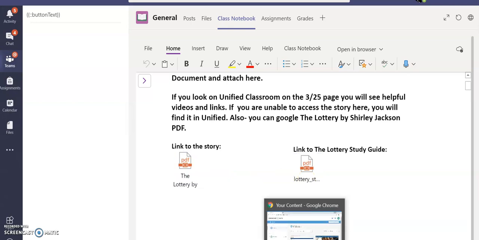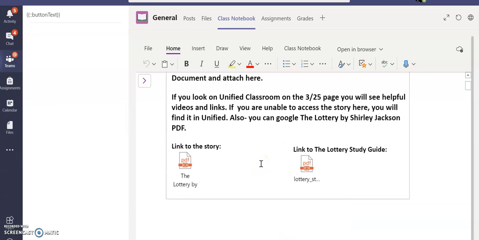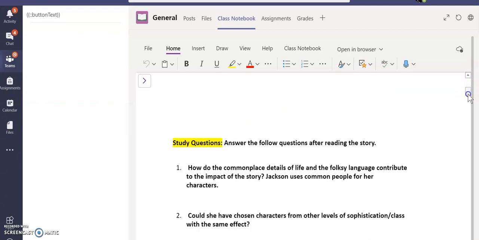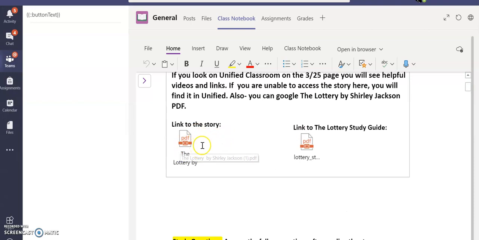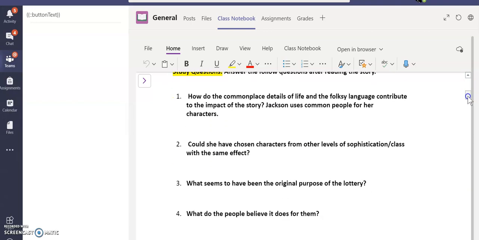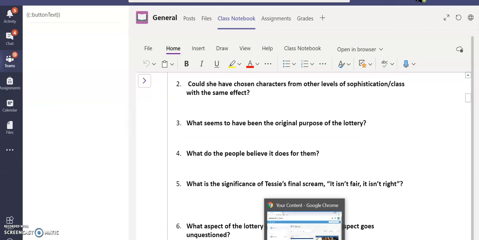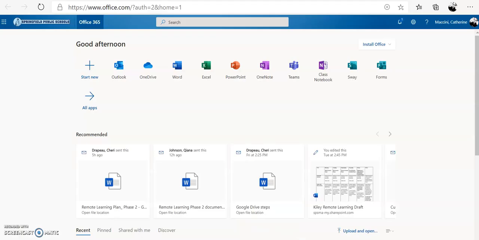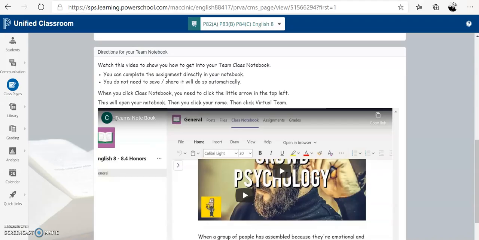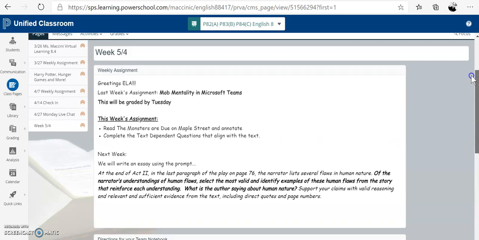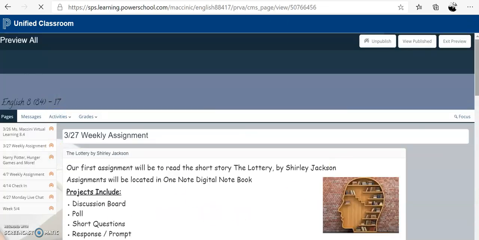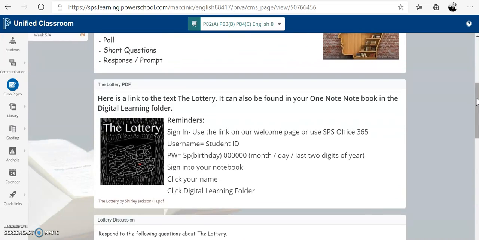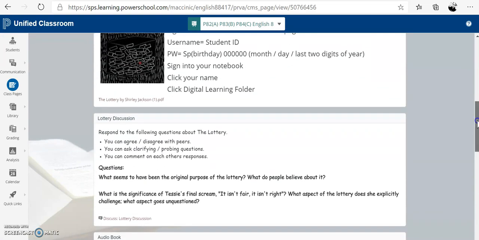And as a matter of fact, there's help in your Unified Classroom if you still have not done this assignment. And here are the questions that you need to answer. So you have to open the story, read it, answer these questions, okay? So if you were in Unified Classroom, I believe it was the 325. Let me just scroll up. So the 327 weekly assignment. If you still have not done The Lottery and you need help with it, go in Unified Classroom under 325, here's all the help that you need for The Lottery.